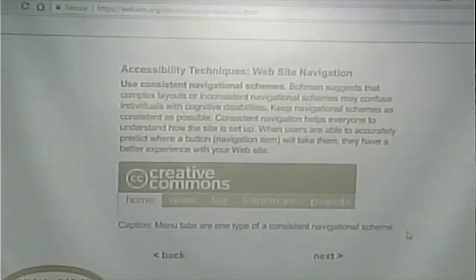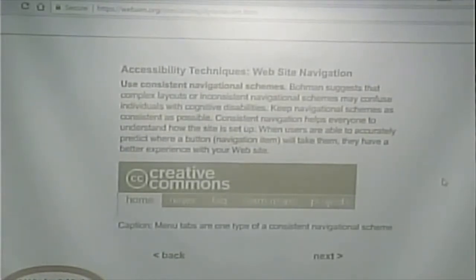Here are some of the things that they suggest doing. Number one, using consistent navigational schemes. Bowman suggests that complex layouts or inconsistent navigational schemes may confuse individuals with cognitive disabilities. Keep navigational schemes as consistent as possible. So they're suggesting that for people that have cognitive disabilities such as dyslexia and other things.